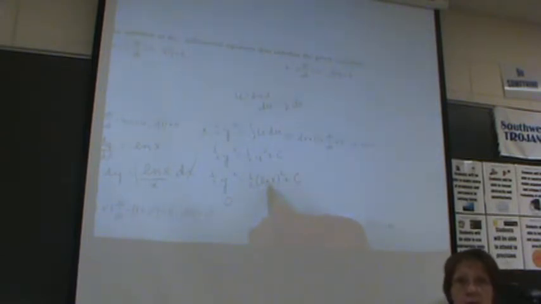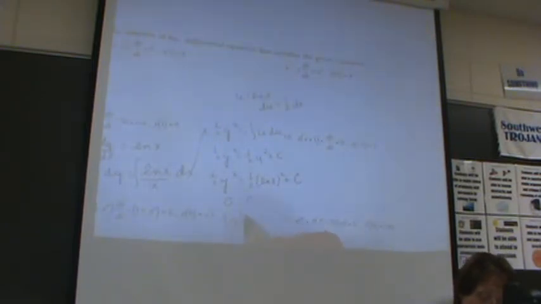Now when we evaluate, we do know that y of 1 is 0. So this would be 0 equals, and ln of 1 is 0, right? So 0 is c, so we'd have 1/2 y squared equals 1/2 ln of x squared. So y squared is going to be the ln of x squared.